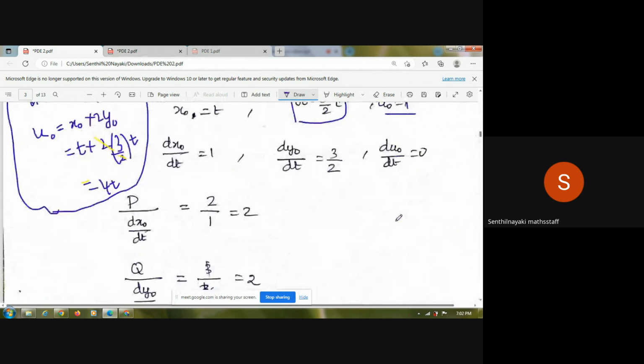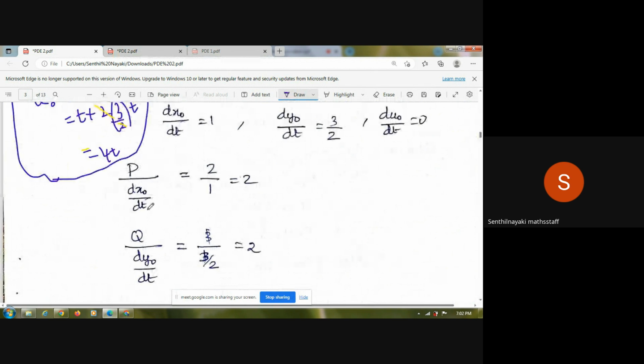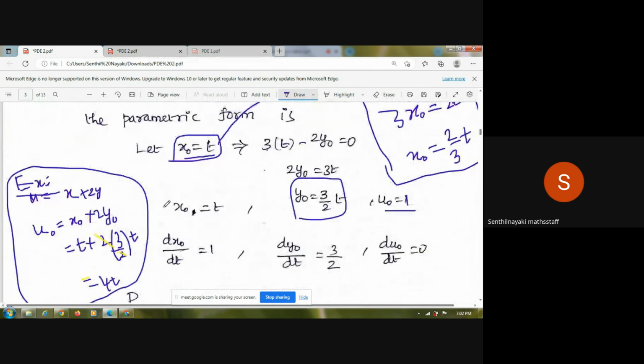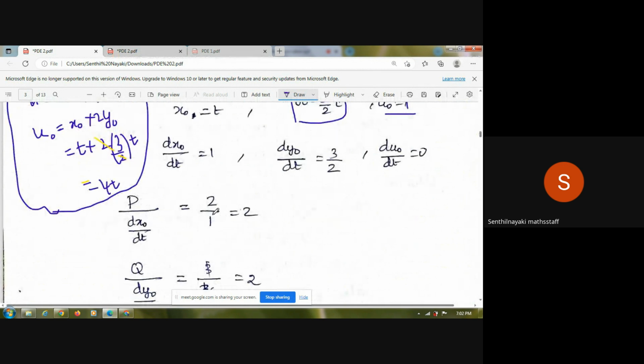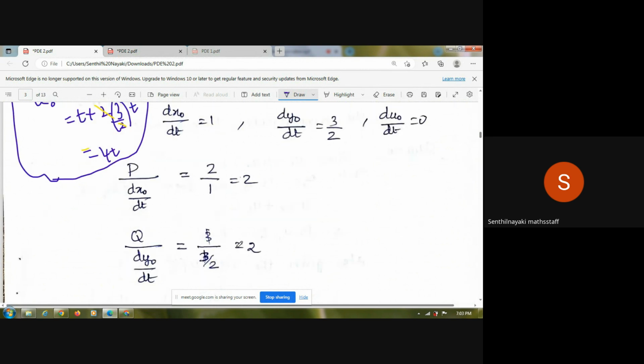So first ratio, P by dx naught by dt. What is the P value? P value is 2. dx naught by dt is 1. So 2 by 1 is 2. And q value is 3, dy naught by dt is 3 by 2. So the 3 gets cancelled, so we get 2. Otherwise we can write this term as 3 into, take the reciprocal and write in product form, 2 by 3. So 3 gets cancelled, and the remaining we get 2.